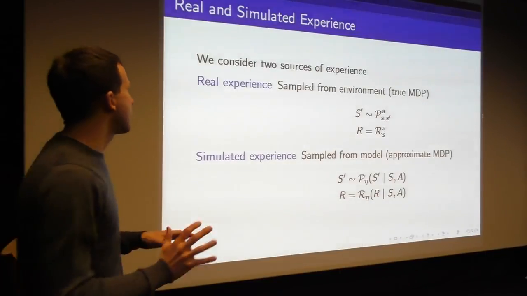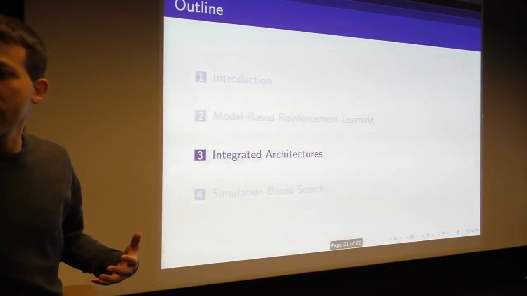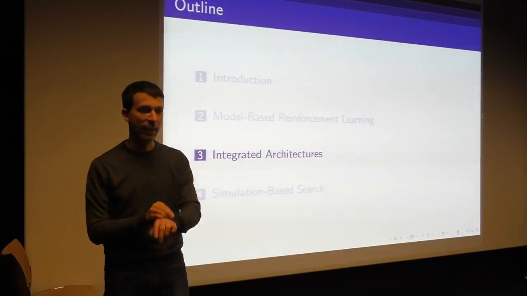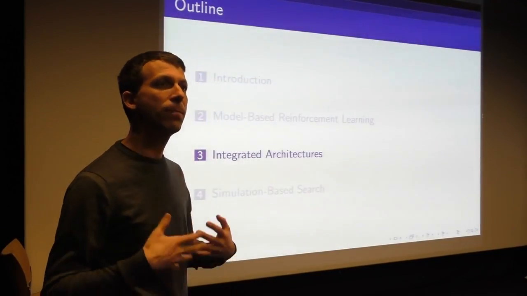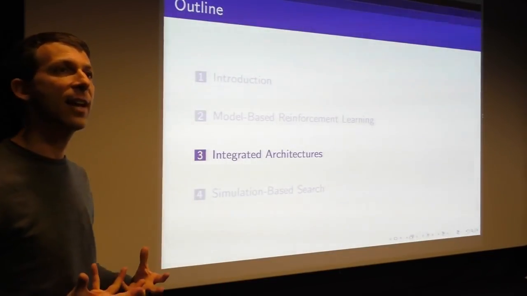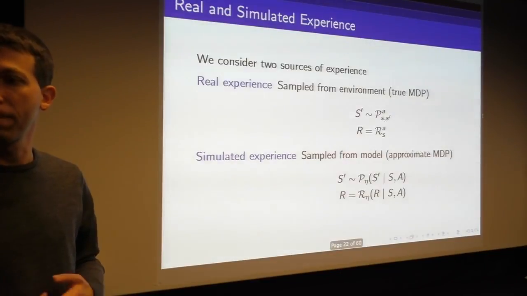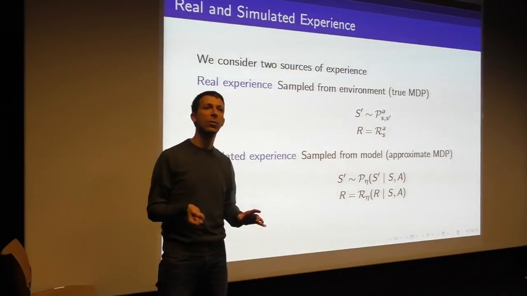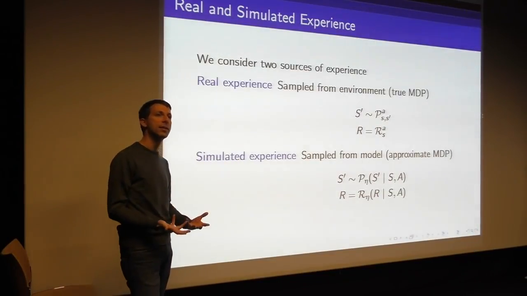Okay. Right. So for the next section, we're really going to try to bring together the best of model-free and model-based reinforcement learning. Try and construct something which has the advantages of both, pulls them together. So we're going to talk about these integrated architectures that combine the two elements together. And what we're going to do is consider two sources of experience. We've basically seen two ways to generate experience now.